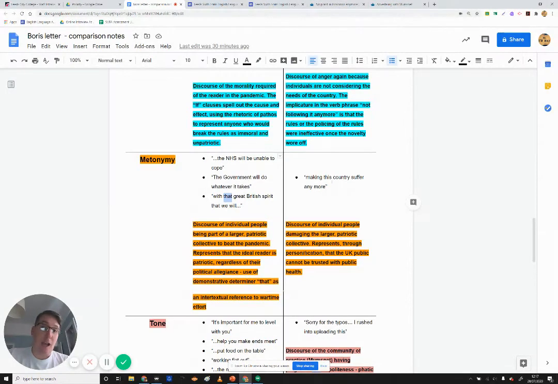Whereas in text B, obviously it's the opposite. It's saying people aren't doing that. They're not being patriotic. So the discourse is of individual people damaging the larger collective. They're being unpatriotic. And therefore this represents the idea that people are hurting the country, and again using personification, and therefore by extension the implication is that the UK public cannot be trusted with public health. So again the context is different because one's a letter, the other one is a message board, one is instructions, the other one is discussion. The negative opinion of text B is really clear there in how it's presented.